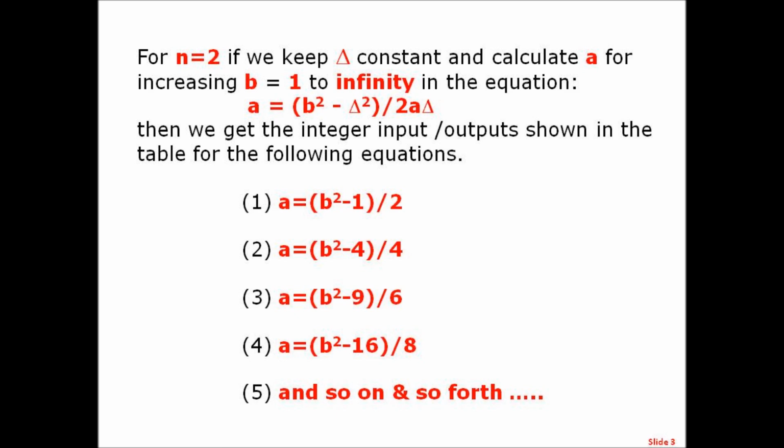1. A equals b squared minus 1, all divided by 2. 2. A equals b squared minus 4, all divided by 4. 3. A equals b squared minus 9, all divided by 6. 4. A equals b squared minus 16, all divided by 8, and so on and so forth. You will notice that the equations are the difference of two squares.